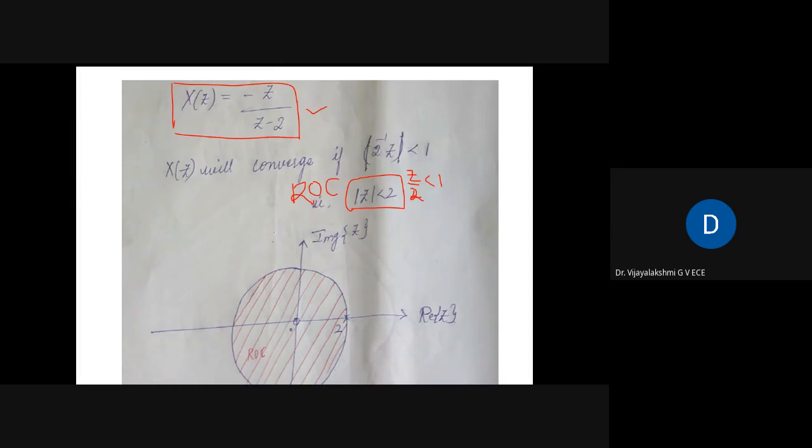Take the z plane. This is the z plane, with the real part of z and the imaginary part of z. Now I have drawn a ring in the z plane of radius 2. As per our ROC, it says all the values of z which are less than 2. So the region inside this ring is less than 2, and the region outside the ring is greater than 2.